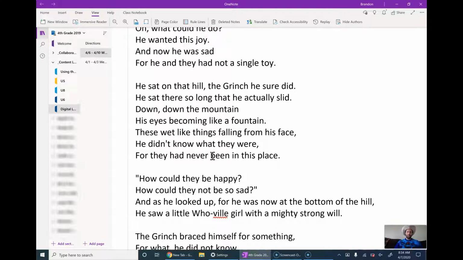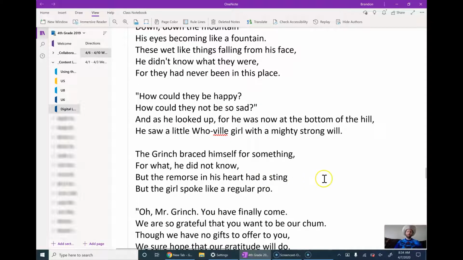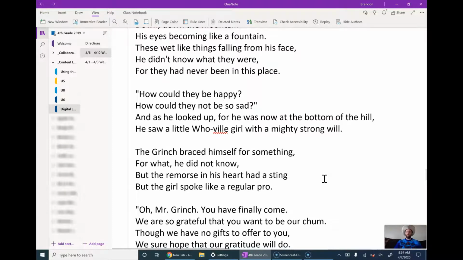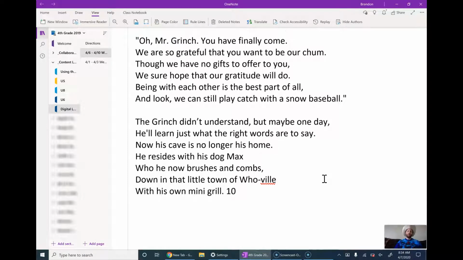And as he looked up, for he was now at the bottom of the hill, he saw a little Whoville girl with a mighty strong will. The Grinch braced himself for something, for what, he did not know, but the remorse in his heart had a sting, but the girl spoke like a regular pro. Oh, Mr. Grinch, you have finally come. We are so grateful you want to be our chum. Though we have no gifts to offer you, we sure hope that our gratitude will do.